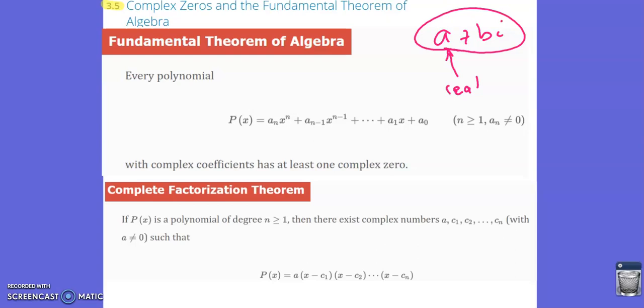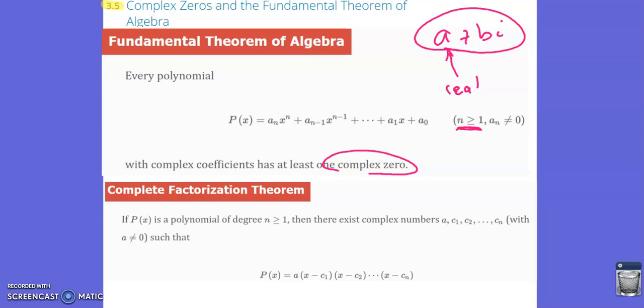So the fundamental theorem of algebra basically says there exists a polynomial with complex coefficients that has at least one complex zero. So every polynomial where n is greater than or equal to 1 has at least one complex zero. So the complete factorization theorem, we kind of covered this with real numbers, but again, it applies to complex numbers.